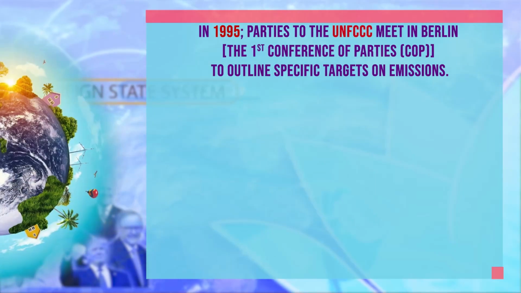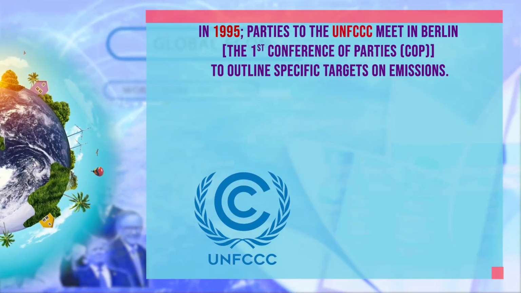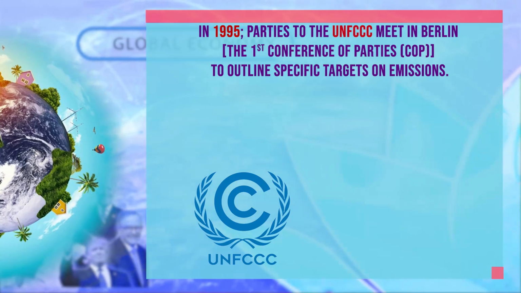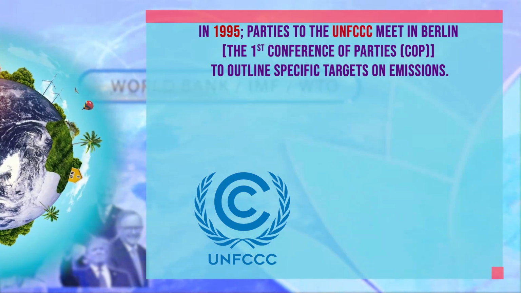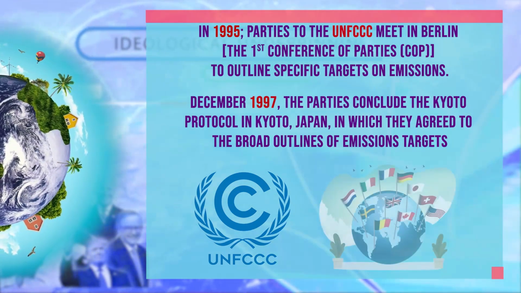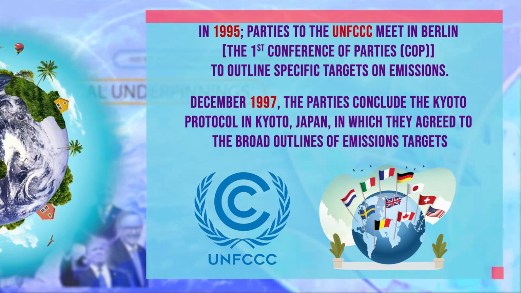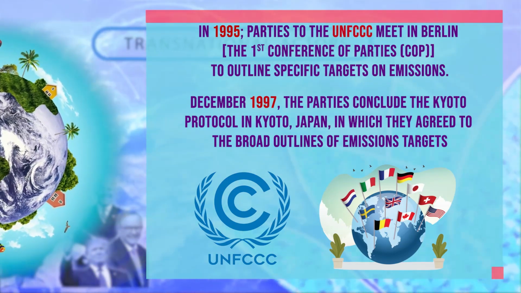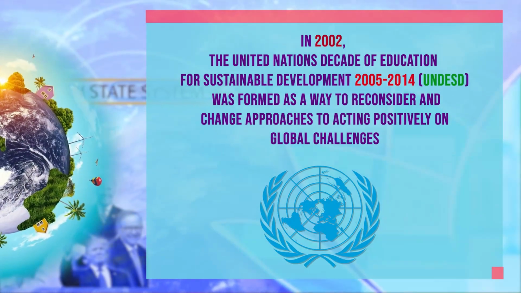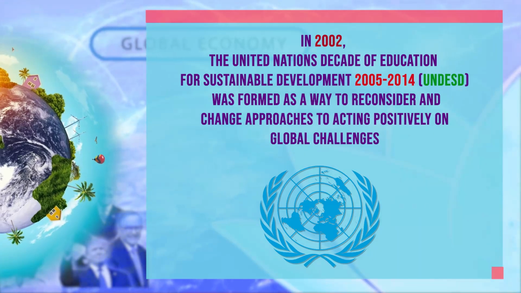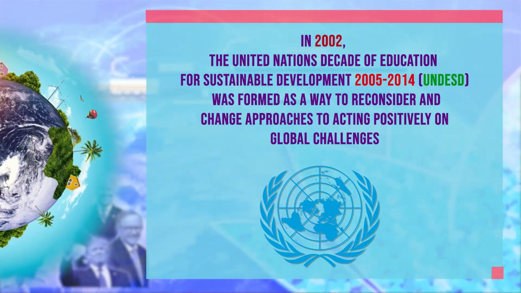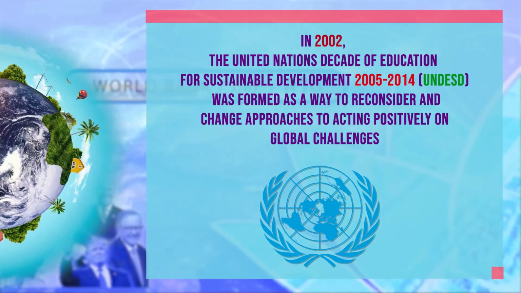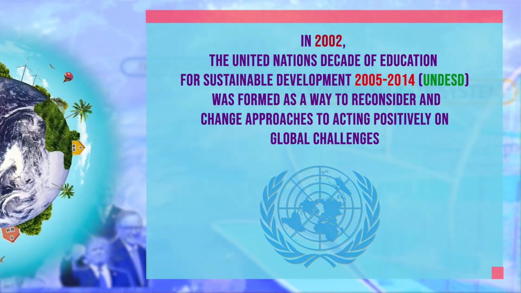Then in 1995, parties to the UNFCCC met in Berlin, the first Conference of the Parties, to outline specific targets on emissions. In December 1997, the parties concluded the Kyoto Protocol in Kyoto, Japan, in which they agreed to the broad outlines of emission targets. In 2002, the United Nations Decade of Education for Sustainable Development, 2005 to 2014, was formed as a way to reconsider and change approaches to acting positively on global challenges.